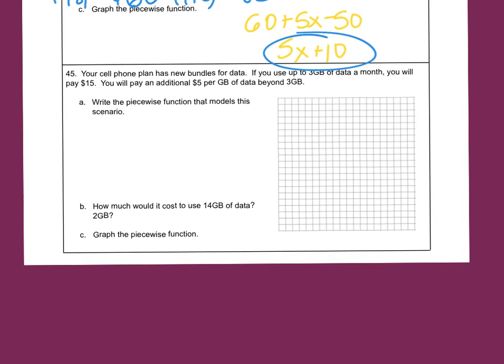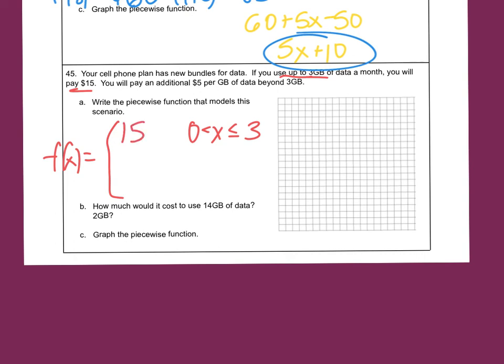So f of x or y is what we can put here on the left. We'll just do f of x equals 3 gigabytes of data a month, you'll pay $15, so up to 3 gigabytes. So is that 3 or less or 3 or more? If it's up to, it's going to be less than 3, right? Or including 3. So if x is less than or equal to 3, can we use a negative amount of storage? Technically not, so we'll put a 0 there. And it says we'll pay $15, so just 15.